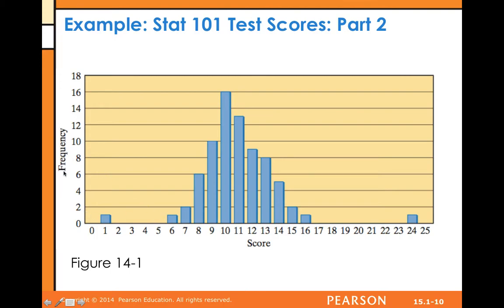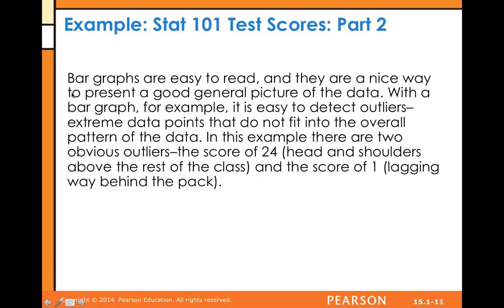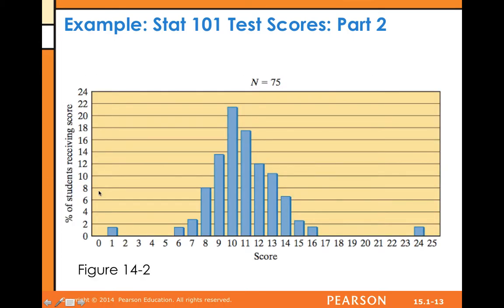Sometimes rather than writing just a raw frequency over here, like 10 people got a score of 16, I'm sorry, I said that backwards. 16 people got a score of 10. Rather than having a 16 right here, we would have 16 divided by 75 right here. So we would convert this number to a percentage. Okay, so that's what this looks like.